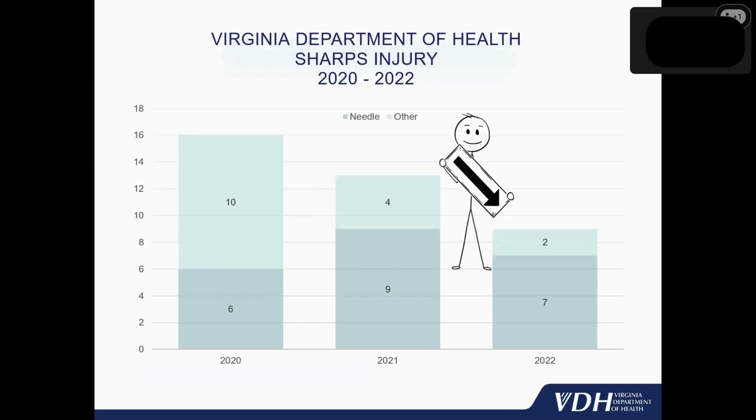As we look at this graph, VDH sharps injuries from 2020 to 2022, we can see that there's been a decline in needle sticks over the last 3 years. In 2020, there were 16 total sharp injuries reported, with 6 resulting from needle sticks. In 2021, there were 13 total sharp injuries, with 9 from needle sticks. And in 2022, there were 9 total sharp injuries, with 7 from needle sticks. The data includes injuries across all VDH staff, including those from autopsies, the medical examiner's office, and testing animal sources for rabies.